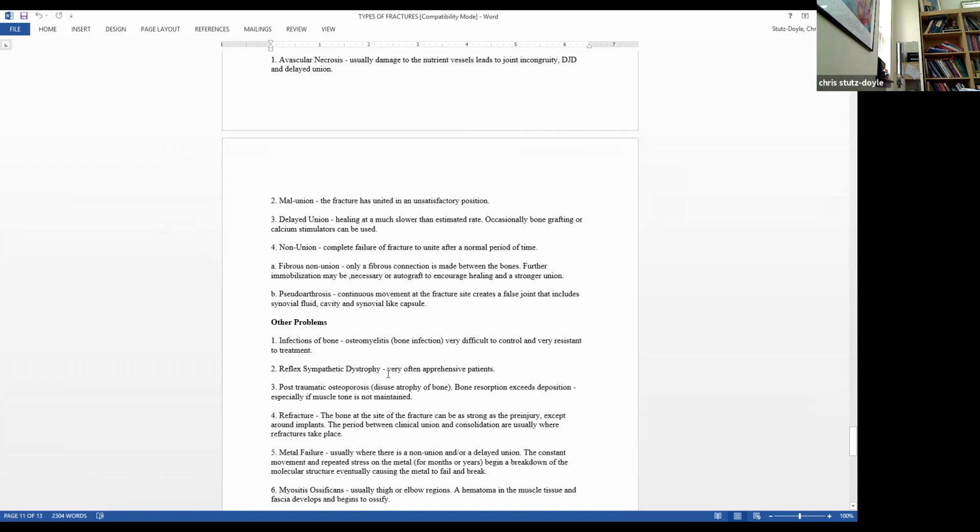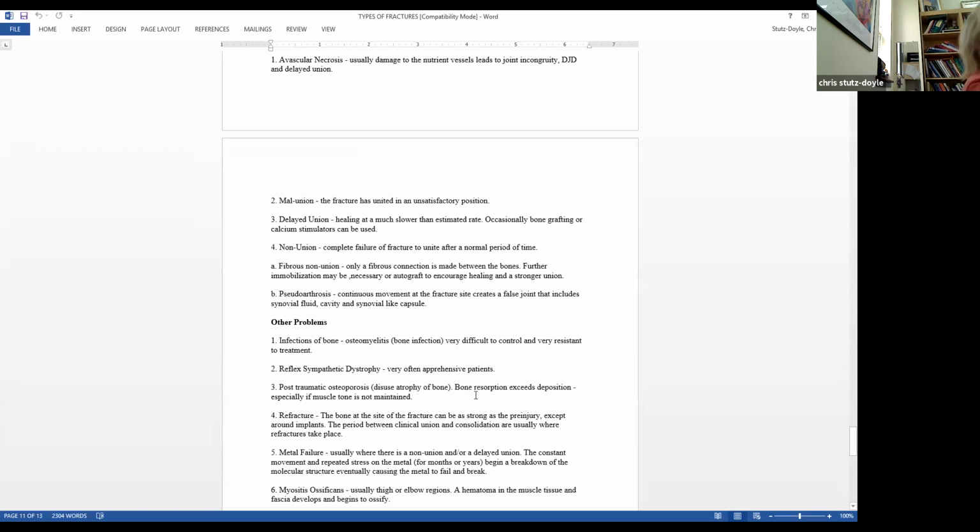Reflex sympathetic dystrophy, we talked about, I believe, last semester. It's under the umbrella of a complex regional pain syndrome. So these patients can manifest symptoms, the clinical symptoms are all over the place. These people can have diffuse diaphoresis, they can have paresthesias, they can have dysesthesia, they can have hyperesthesia, they can have swelling, they can have a numerous amount of symptoms. Post-traumatic osteoporosis, disuse atrophy of bone.